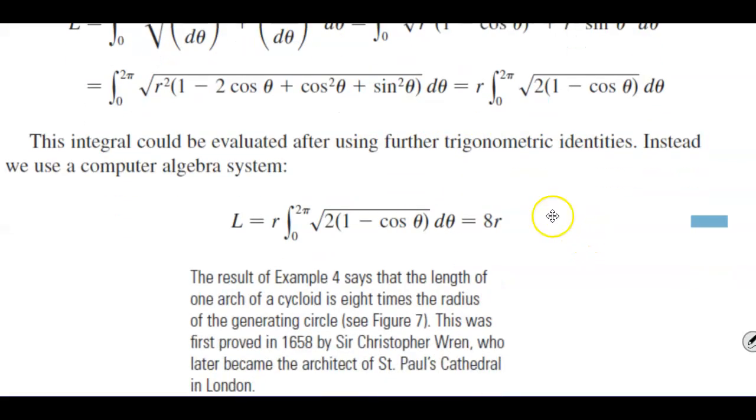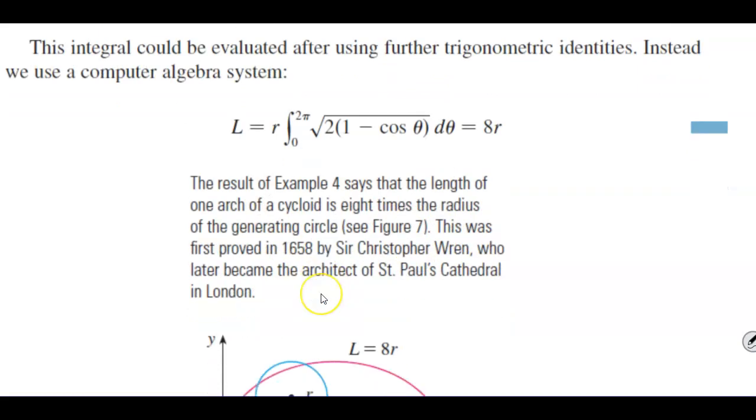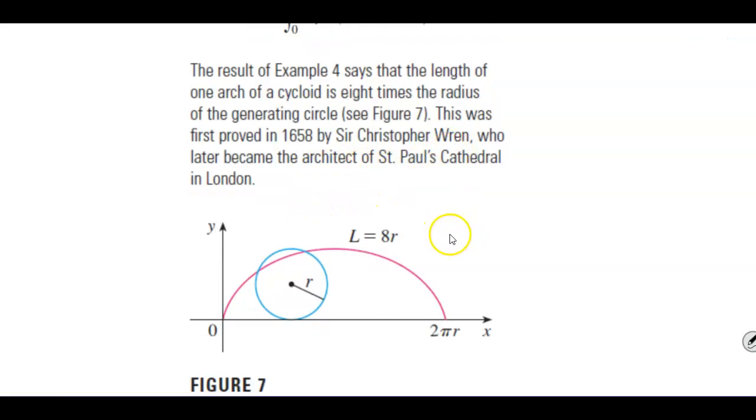Instead, we're using a computer algebra system, and we would get 8r for our solution. So the result of this example says that the length of one arch of a cycloid is 8 times the radius of the generating circle, which is what you see in this figure. This was first proved in 1658 by Sir Christopher Wren, who later became the architect of St. Paul's Cathedral in London.